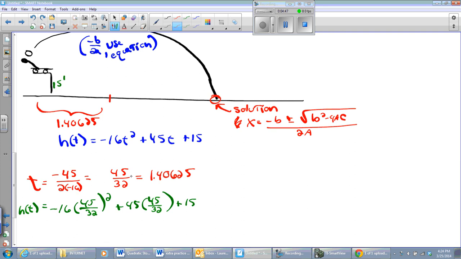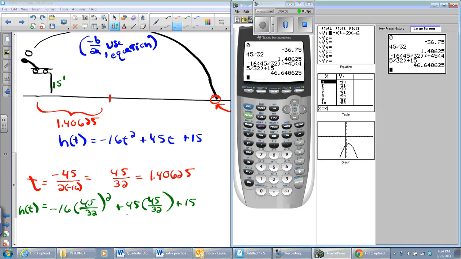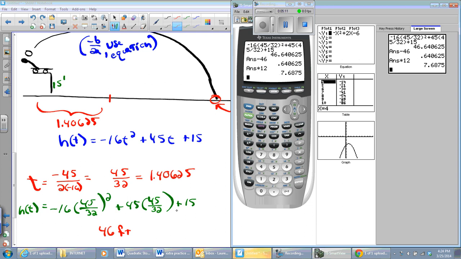Now we know it's going 46 feet. Wait, where'd that answer go? Okay, so it's going to go 46 feet. But now it's going this fraction of a foot. So I'm going to subtract off the 46 feet. And there's 12 inches in a foot, so I'm going to multiply by 12, and that should get me the number of inches. And there we go. We're going to get 7 point, and I'll say 69 inches.